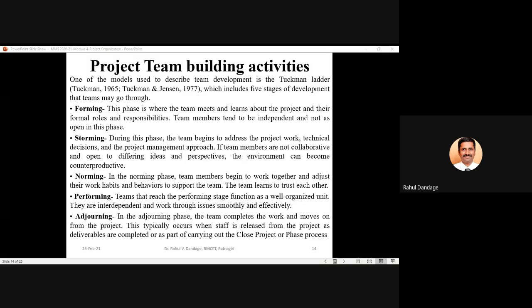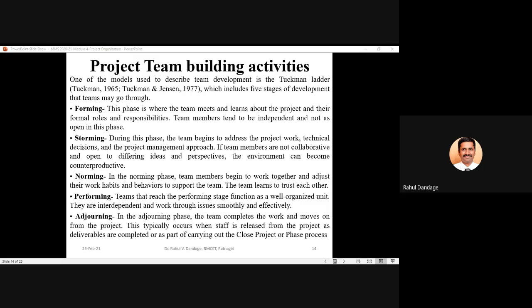So which are these activities? The activities are forming, storming, norming, performing, and adjourning. So there are 5 stages of development. Forming is the initial phase, first phase. In this particular phase, the team meets and learns about the project, and they will also learn what are the formal roles and responsibilities of the team members. So that is the primary stage.